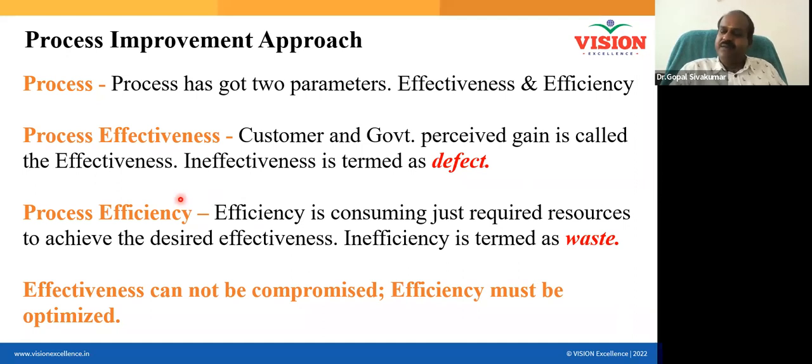Coming on to the other side, efficiency. Efficiency is consuming only the required amount of resource. If you consume more resource, then the process is called an inefficient process. Hope all of you understand the meaning of an efficient process. If the process consumes exact amount of time, exact amount of effort, exact amount of raw material, exact amount of electricity, exact amount of space, exact amount of manpower, then the process is called efficient.